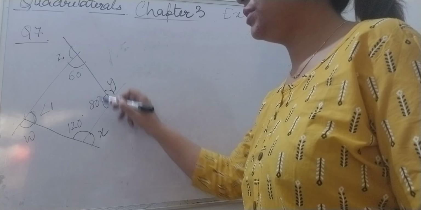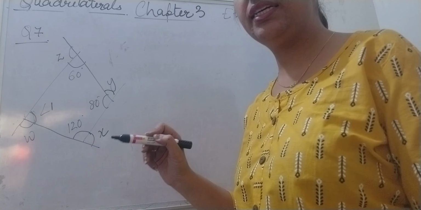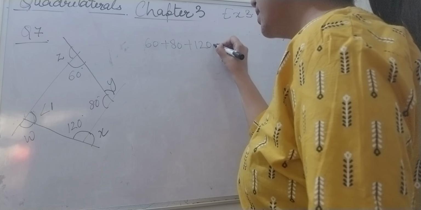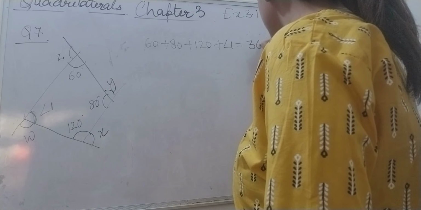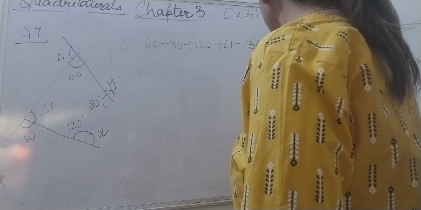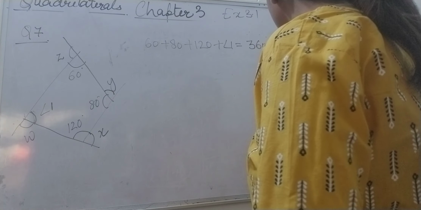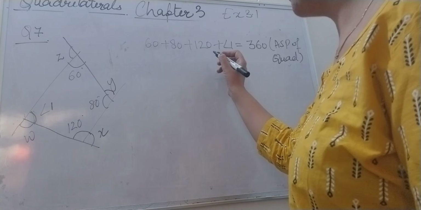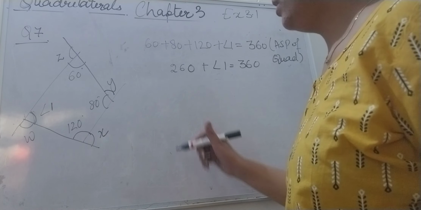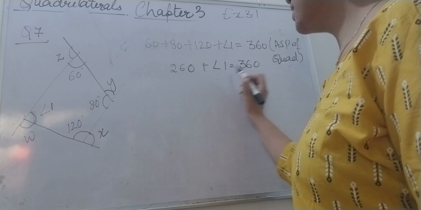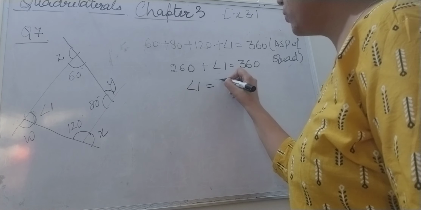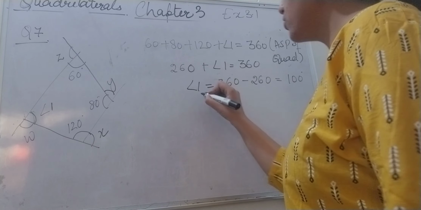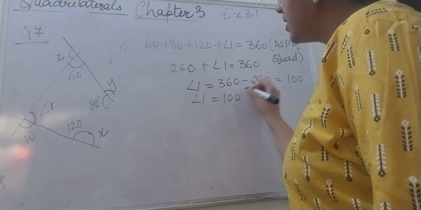To find angle 1, we take the 4 interior angles. 60 plus 80 plus 120 plus angle 1 should equal 360. Why? Angle sum property of a quadrilateral. Now if you add these numbers, you get 260 plus angle 1 equals 360. Angle 1 equals 360 minus 260, that gives us 100 degrees. So we will preserve this 100 degrees separately.